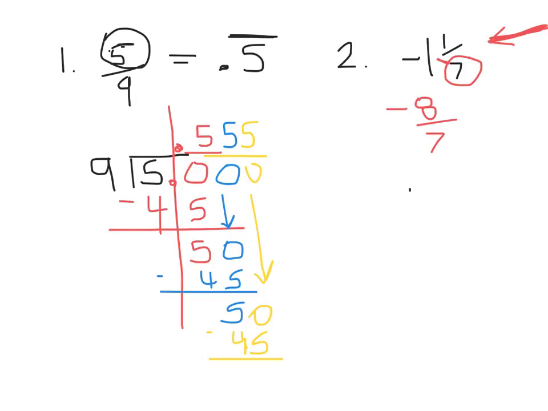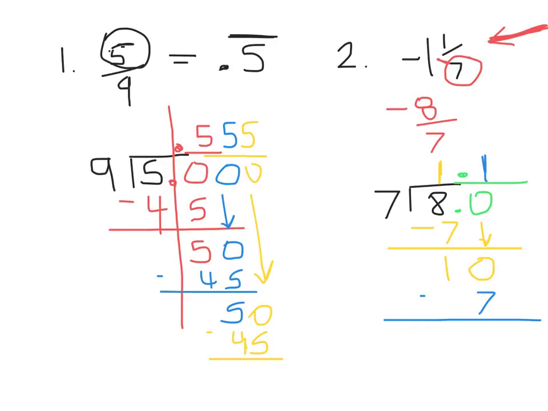So inside the house, we'll put our 8, and on the outside, we'll have our 7. We drop a decimal and add a 0. 7 can go into 8 one time, so we'll put a 1 above that 8 and subtract 7 from 8. So we'd have 1, bring down the 0. 7 can go into 10 one time, so we'll subtract 7 again.